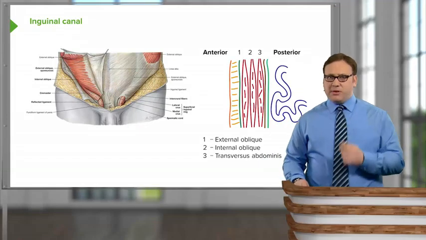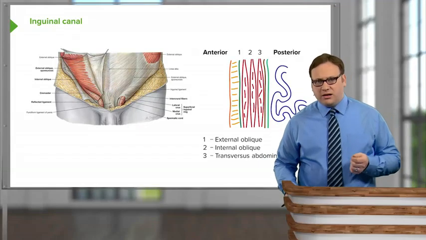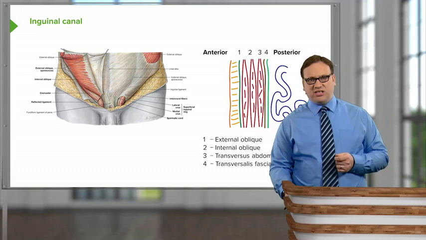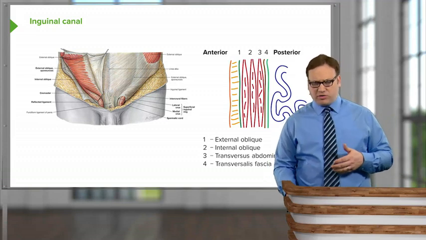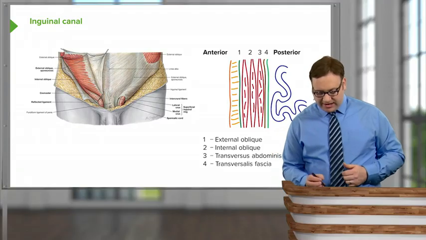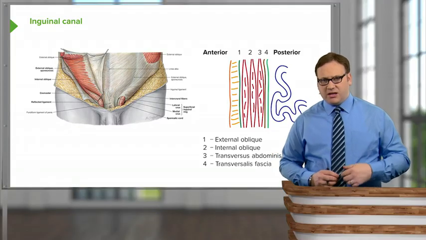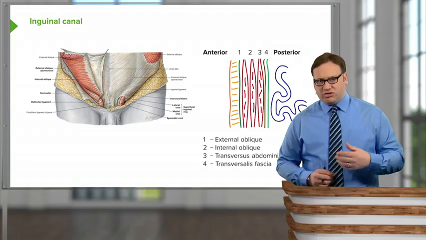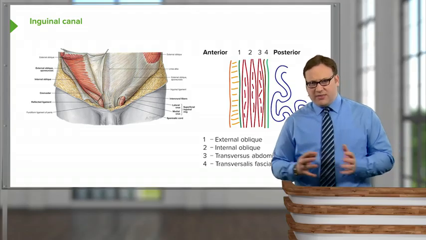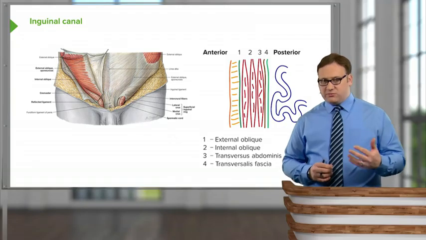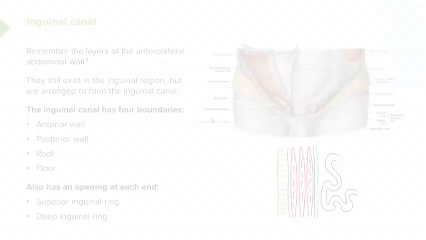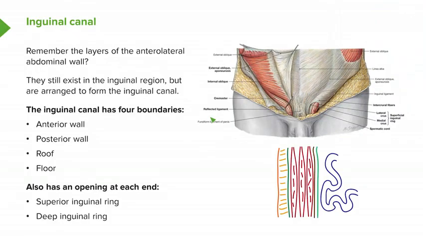And then we mentioned a thin membrane called transversalis fascia. For the inguinal canal, this is a really important membrane. So please remember, we have external oblique, internal oblique, transversus abdominis, and transversalis fascia in that order, from superficial to deep. And here we can see them with some details on the side of the screen.